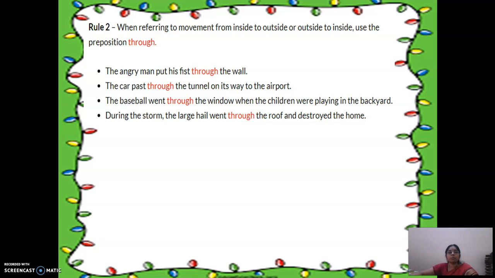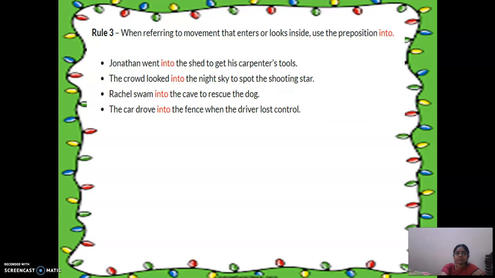The angry man put his fist through the wall. The car passed through the tunnel on its way to the airport. The best example is tunnel, right? The baseball went through the window when the children were playing in the backyard. During the storm, the large hail went through the roof and destroyed the home. So, through is the best example.